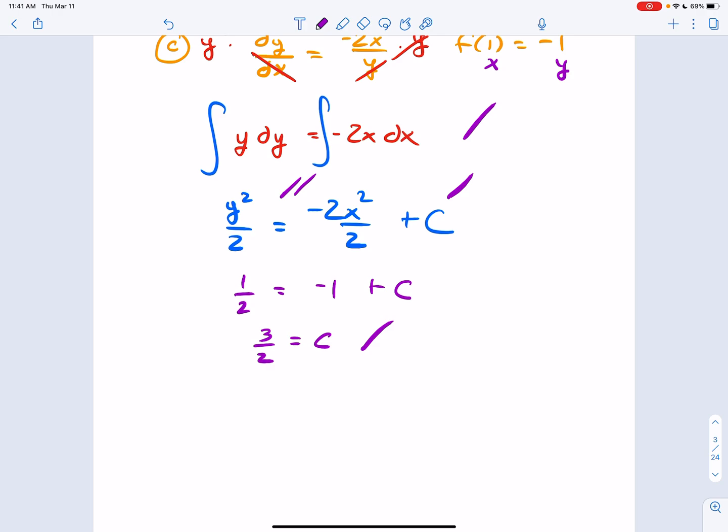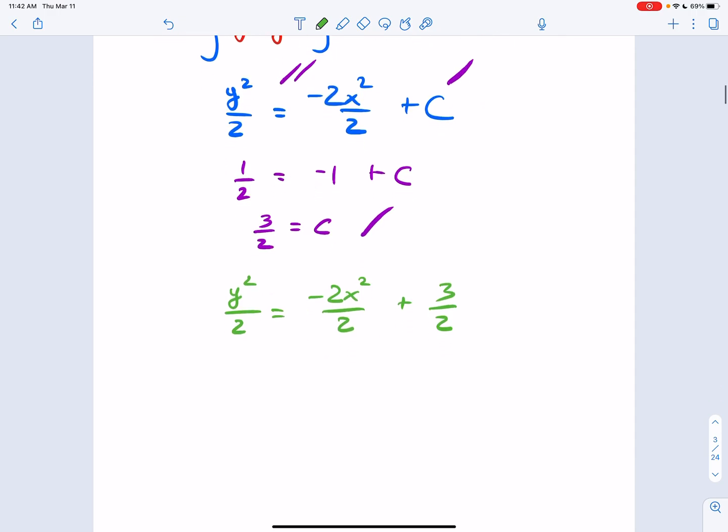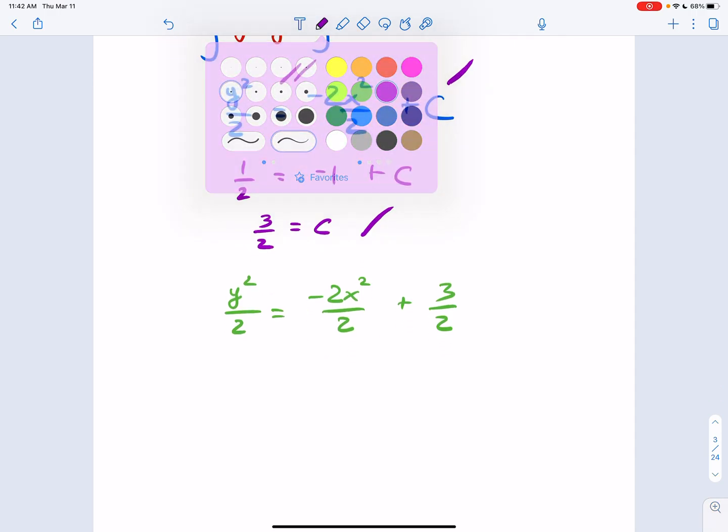Last step is you plug it back in. You plug your c back in. So y squared over 2 is equal to negative 2x squared over 2 plus the 3/2. So we separate it, we integrate it, we found c. Now we isolate. Let me use orange here.